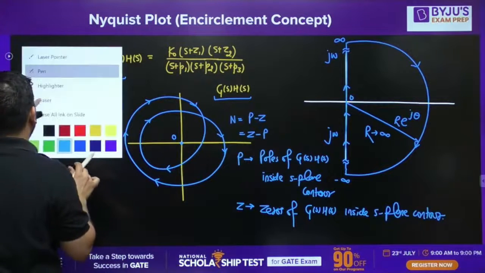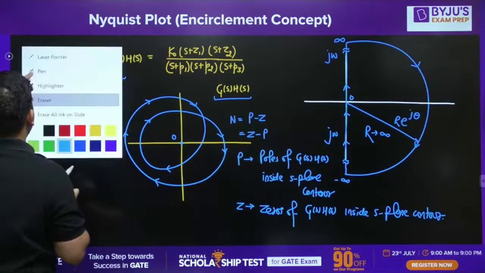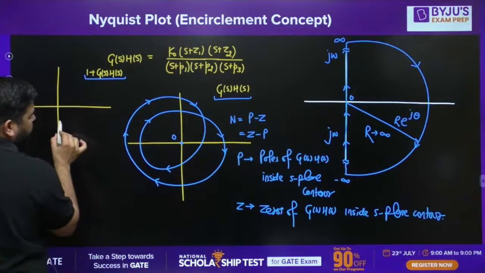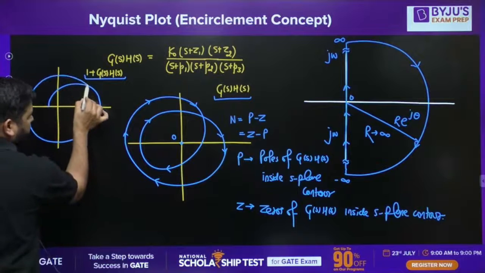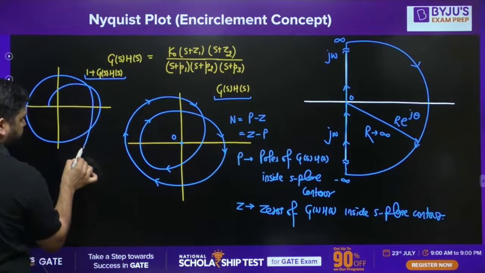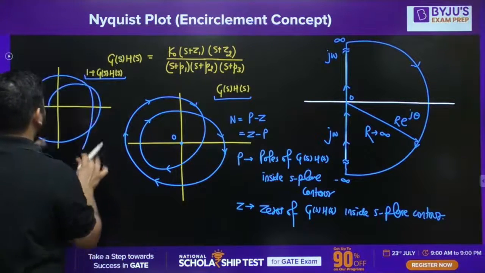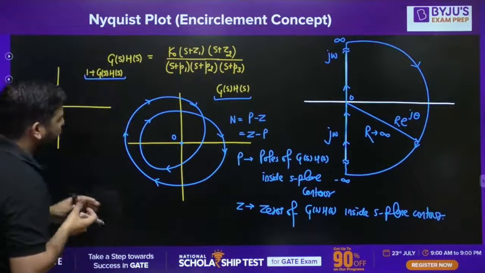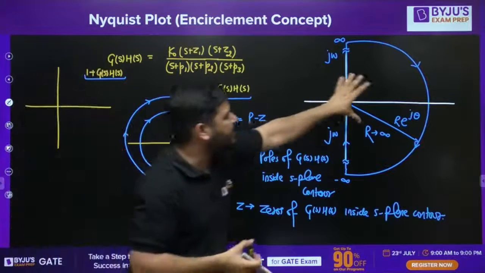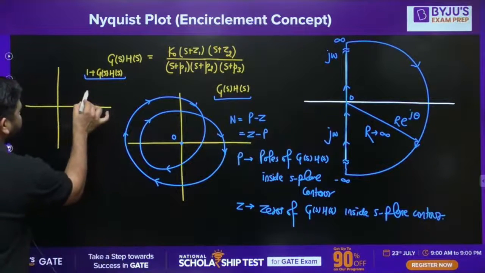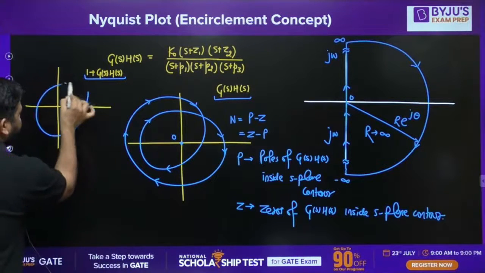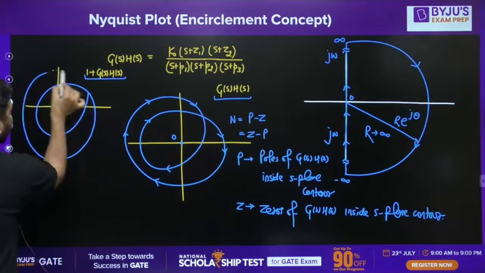Wait a minute. It's similar to this only; the only thing is it is shifted. So I'm mapping this S-plane contour into 1 plus G(s)H(s). I want to draw this, and I don't know how to draw it.